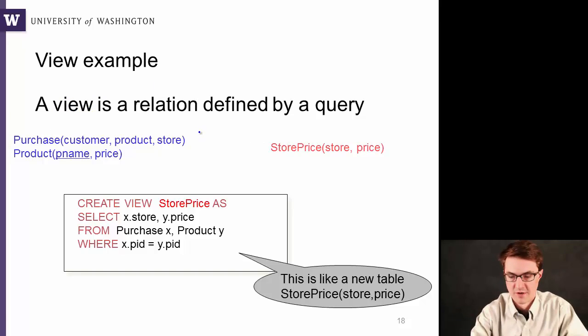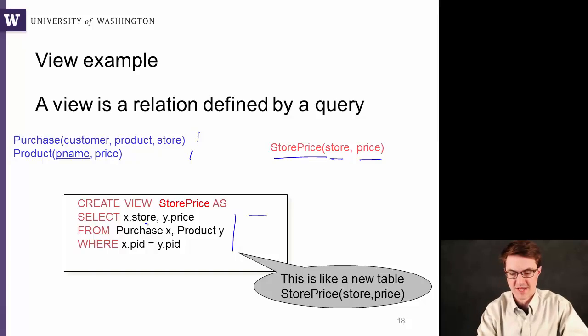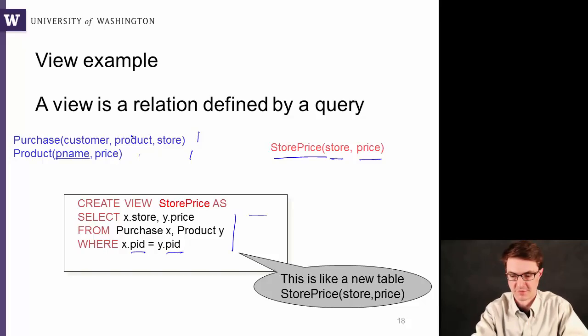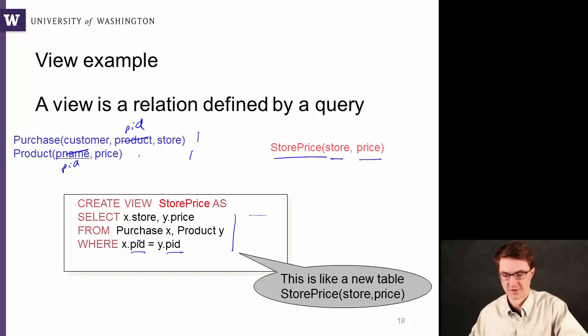Given the schema purchase and product, define a view called store price with two columns, store and price, that has this definition. Select store and price from purchase and product where the product IDs are equal. This is a little funny because we didn't put PIDs here, so this is a little bit wrong. So assume that this is PID, and assume that this is also PID. And then it matches the query down here.